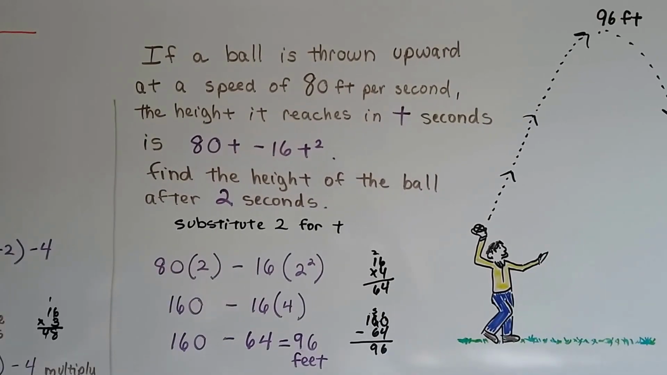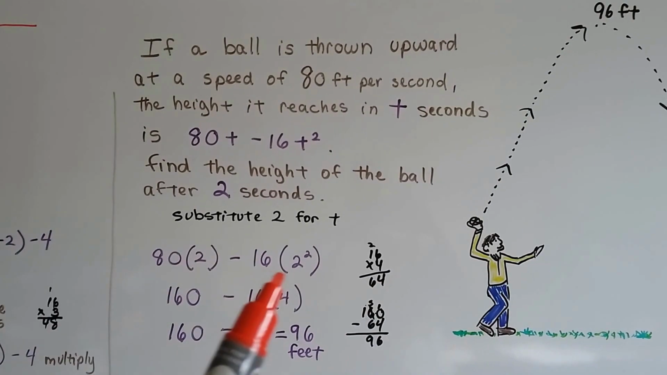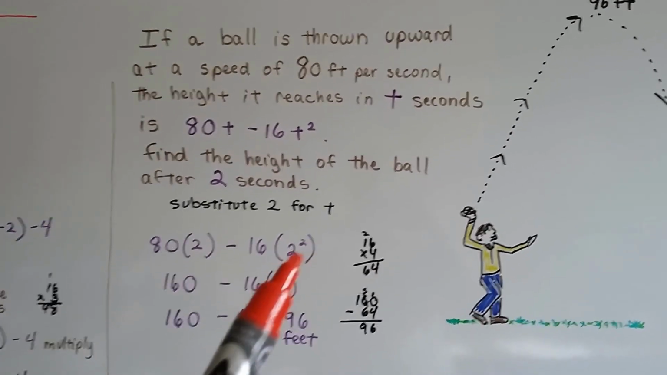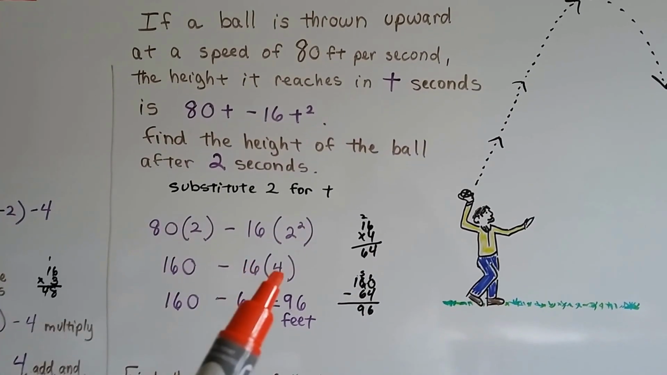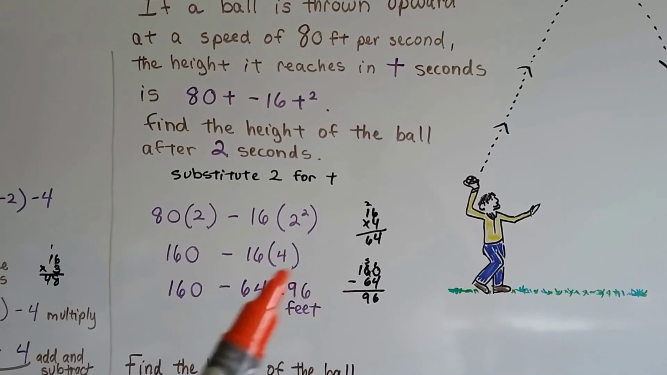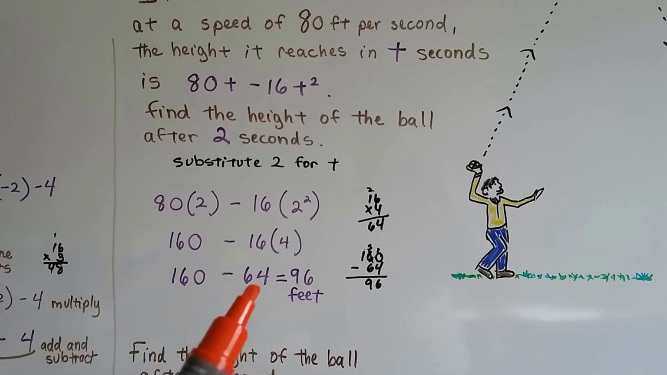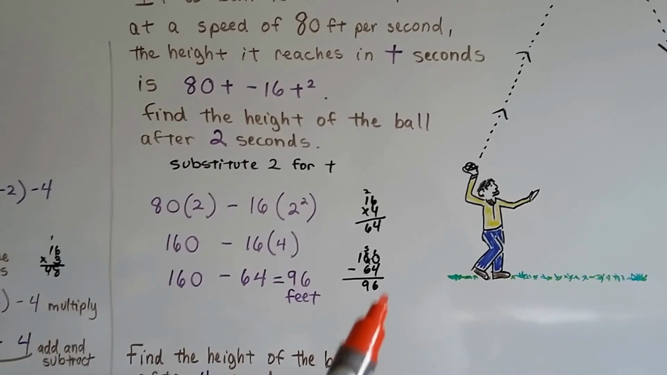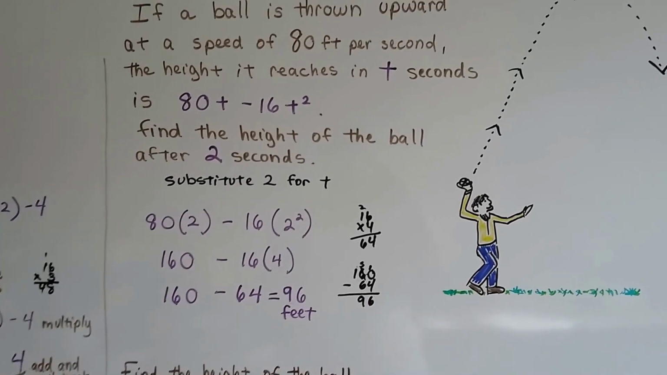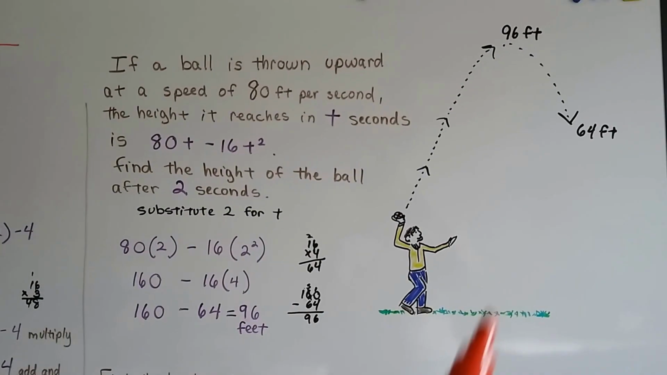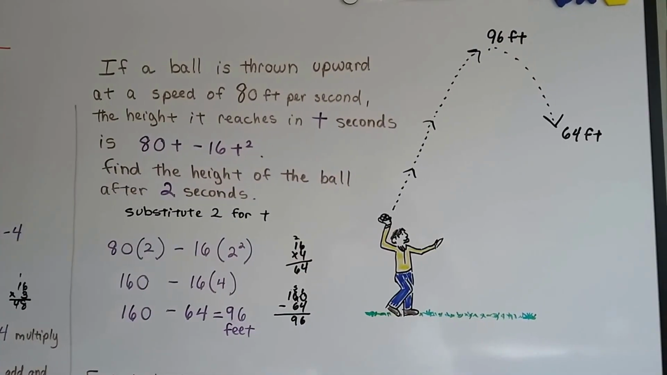So now we have 80 times 2 minus 16 times 2 squared. Well, that's 2 times 2. That's 4. 16 times 4 is 64. Now we've got 80 times 2, which is 160, minus 64. That's 96 feet. See? Do a little subtraction on the side. So we know after 2 seconds, the ball is going to reach 96 feet.